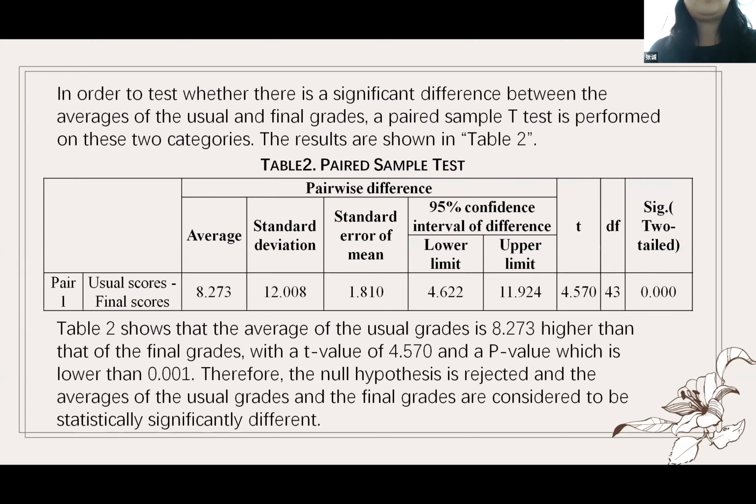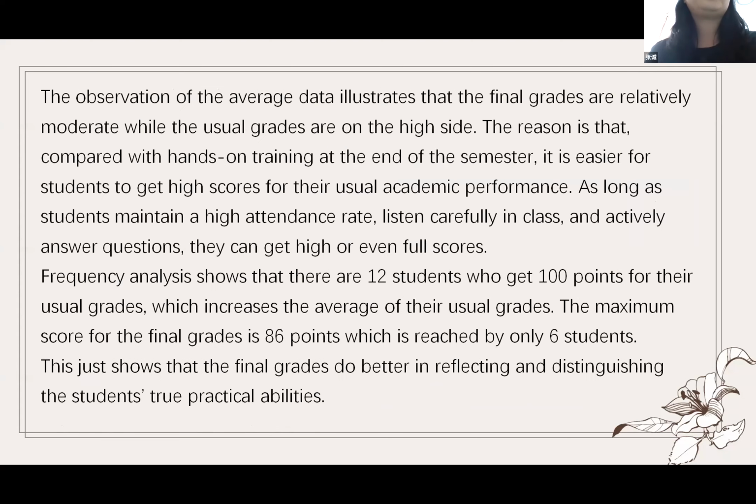Therefore, the null hypothesis is rejected, and the averages of the usual grades and the final grades are considered to be statistically significantly different. The observation of the average data illustrates that the final grades are relatively moderate, while the usual grades are on the high side. The reason is that compared with hands-on training at the end of the semester, it is easier for students to get high scores for their usual academic performance.